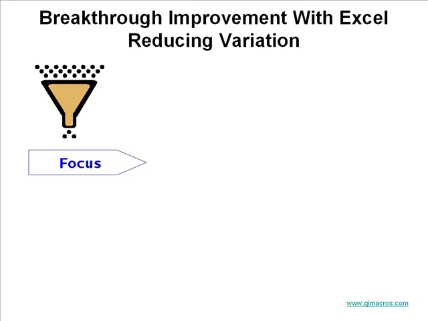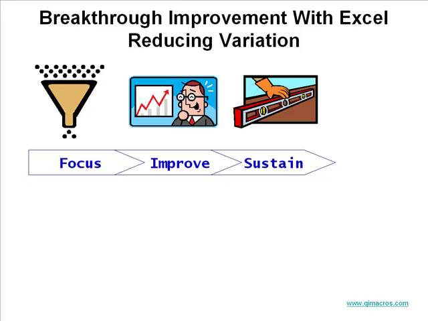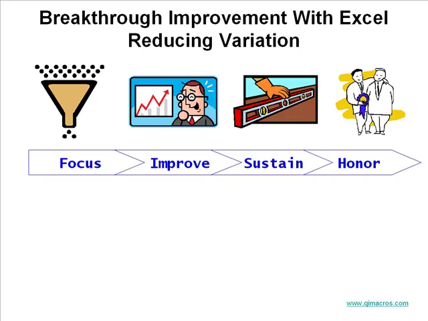So this is a four-step process, FISH, or FISH for short. We're going to start by focusing. We're going to use some data in Excel to do that. Then we're going to actually start to improve. We're going to start to ask, well, why? What's the root cause of these things? And then how do we implement some improvements to make that better? Then we have to sustain the improvement, because otherwise we'll just slide back into our old level of performance. And we're going to use some tools in Excel to do that. And then we want to honor our progress. We want to recognize the people involved, because that's how these things continue.